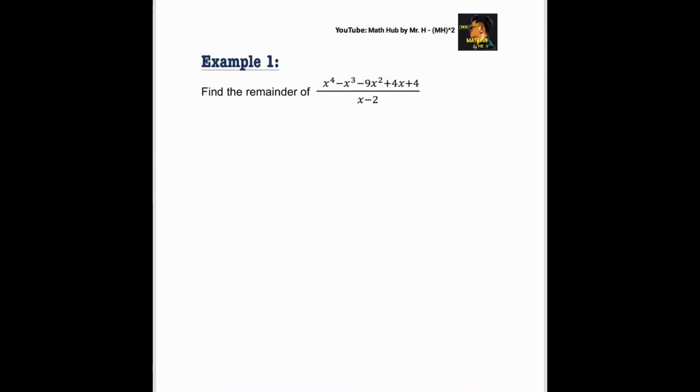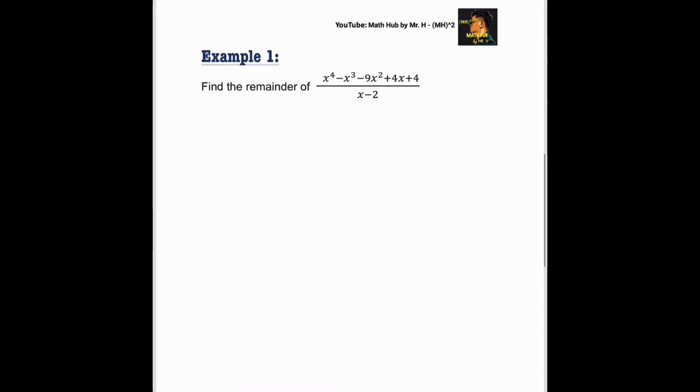For example number 1, we need to find the remainder of x to the power of 4 minus x cubed minus 9x squared plus 4x plus 4 divided by x minus 2. First of all, the keyword here is remainder. So definitely we're going to be applying the concept of remainder theorem. So this is our dividend, which is the f of x, and this is our divisor. Remember, linear divisor. You can see that the degree of x of the divisor is 1.